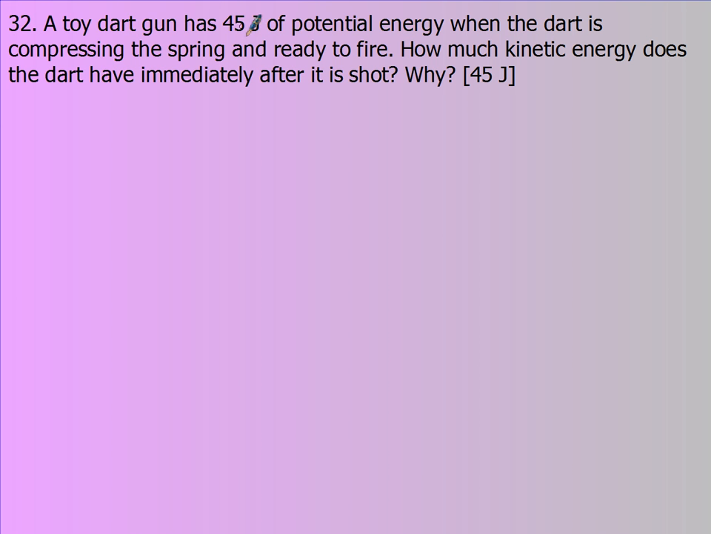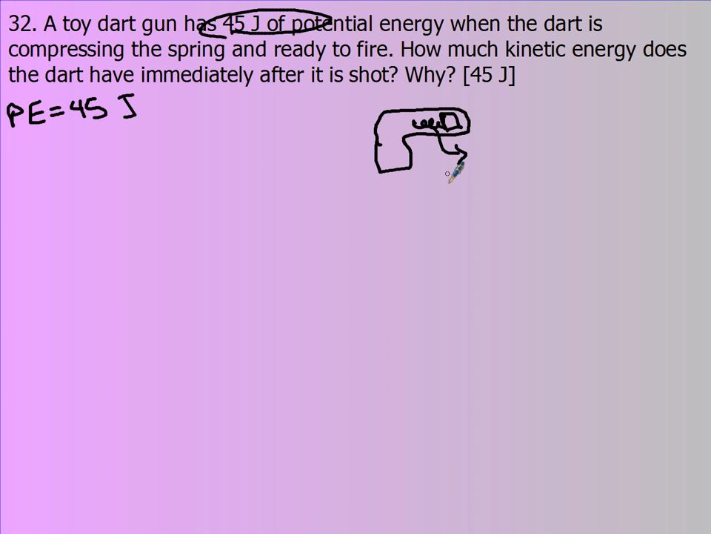A toy dart gun has 45 joules of potential energy. Well, that's easy. Potential energy is 45 joules. When the dart is compressed and ready to fire, how much kinetic energy does the dart have immediately after it's shot, and why? Oh, hold on. Okay, I'm going to draw a gun. I'm so sorry. Here's the spring, and it's coiled. Here, it's all potential energy. As soon as I fire it, the spring is released, and it is all kinetic energy.